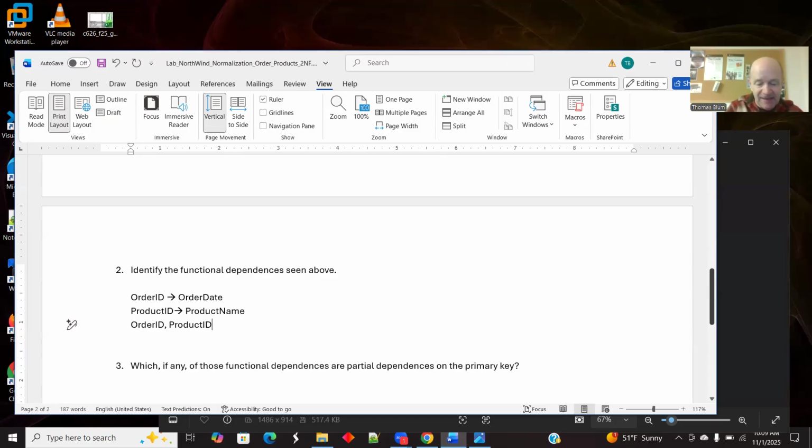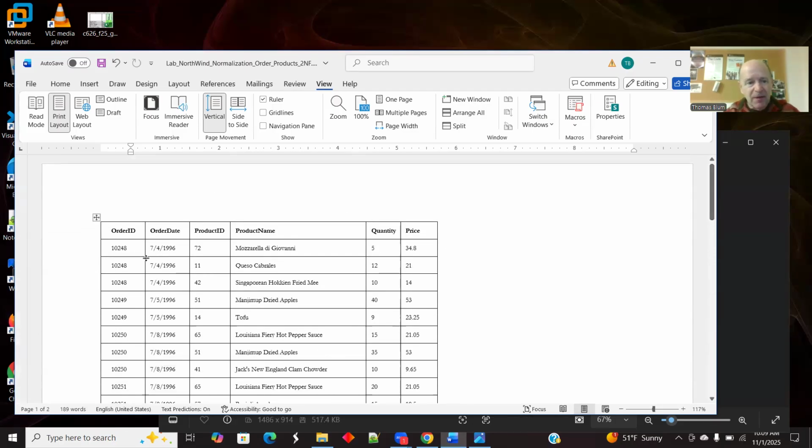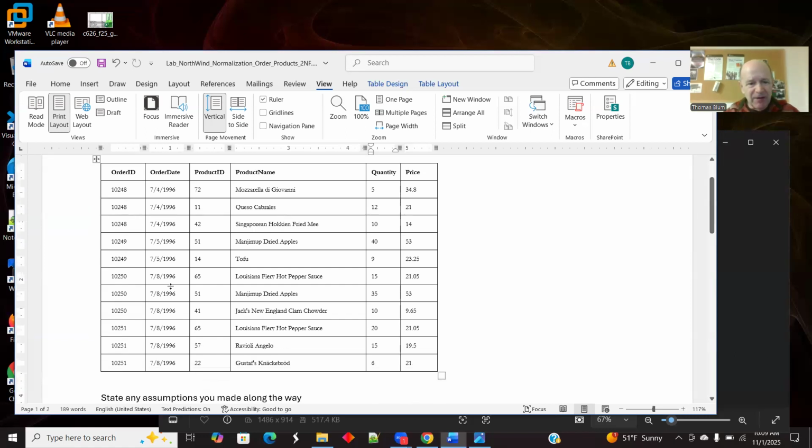Product ID, the combination gave us the quantity. I can order different amounts of things in the same order. Here I've ordered 5 of this and 12 of that and 10 of the other. So the quantity is not defined just by the order ID, and it's not defined just by the product ID.